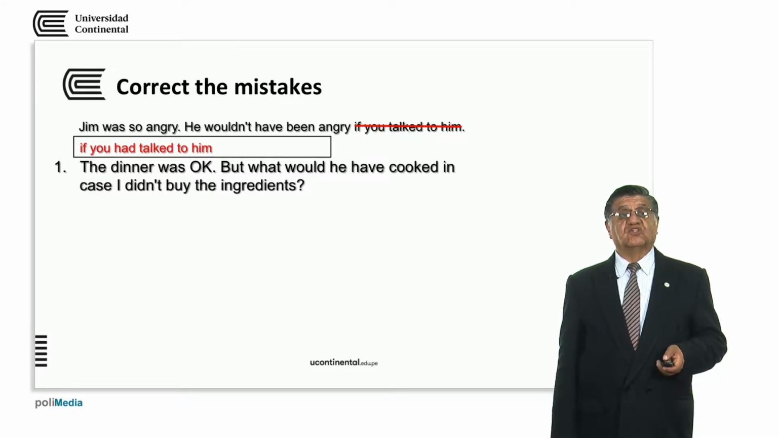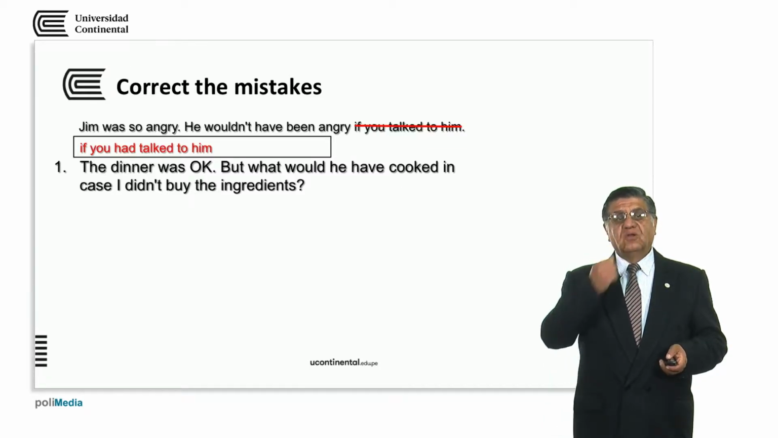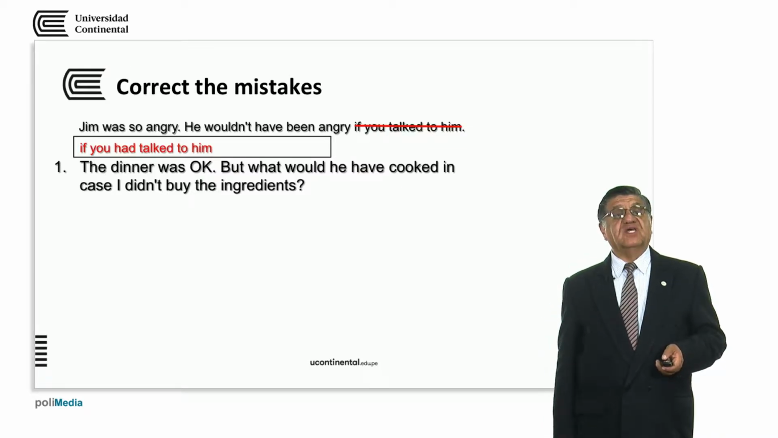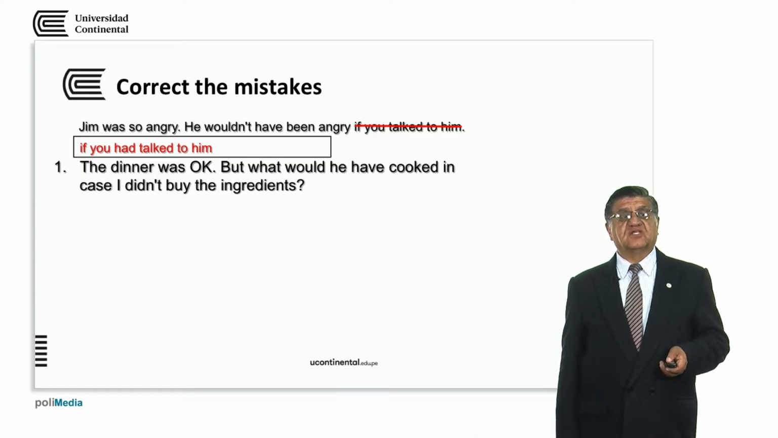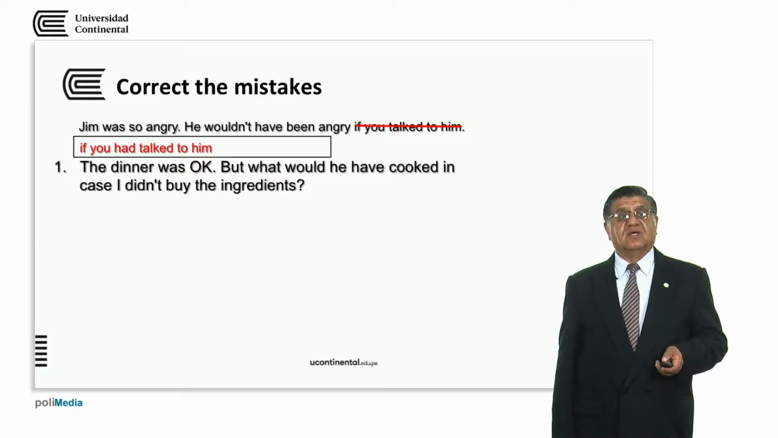What would he have cooked? That is the question form of the main sentence. And we need the conditional in the second place. Notice that we don't have the if in this case. Okay? Let's check. I understand this exercise is a bit tricky. Let's check.